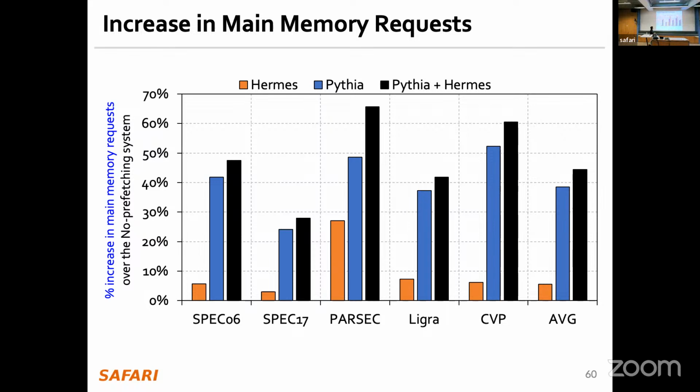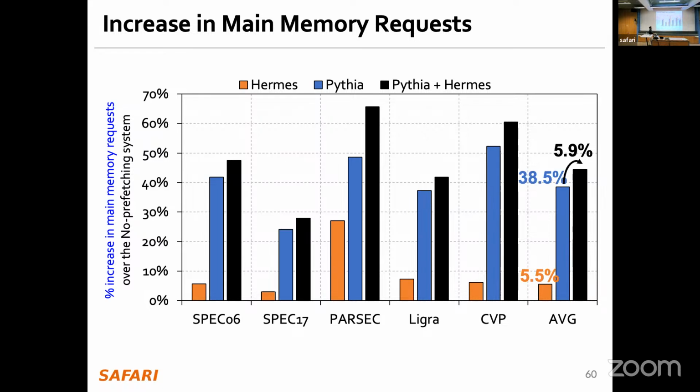So here we are plotting that data. It's the percentage increase in main memory requests over the no-prefetching system, and let's see how it looks. As you can see, if you only do Hermes, that gives you 5%, 6% more requests than the baseline, where you don't do any prediction and you don't have a prefetcher either. But if you have Pythia, that gives you almost 38% increment over a no-prefetching system.